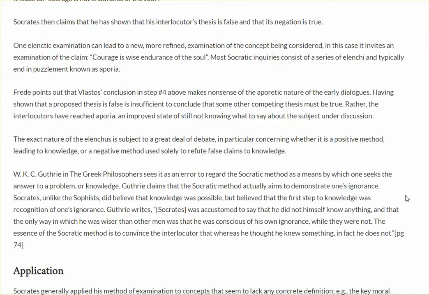Courage is wise endurance of the soul. So you see, the first premise is just a rough statement. Then the second one is a bit more refined. The third one would be better than the first two. So this chain of questions goes on and on till we get a final output on which nobody can doubt, on which one can actually rely.